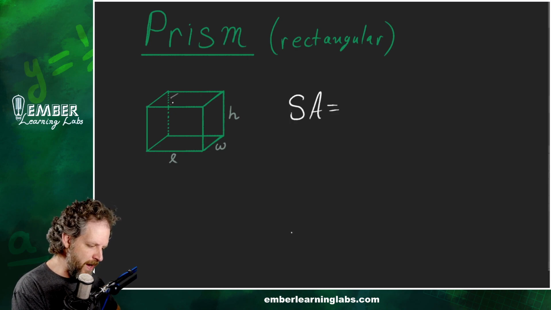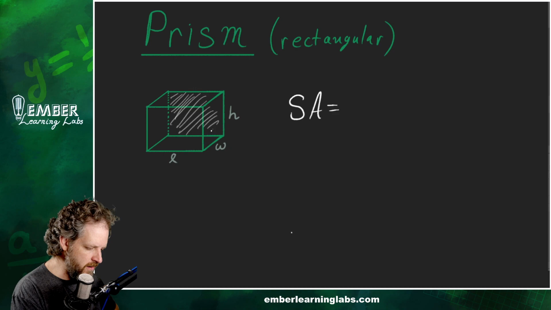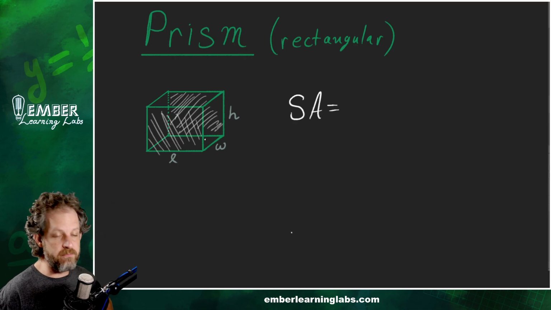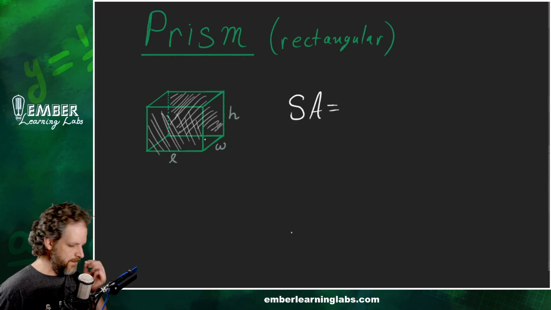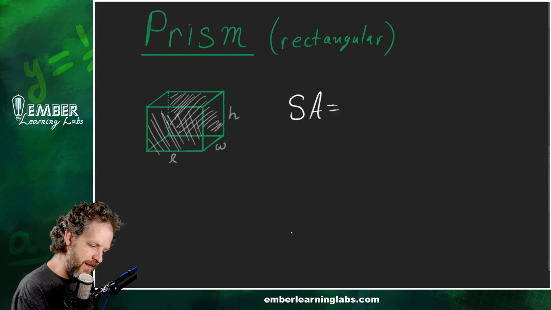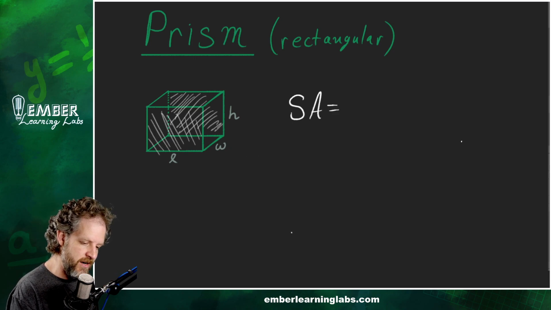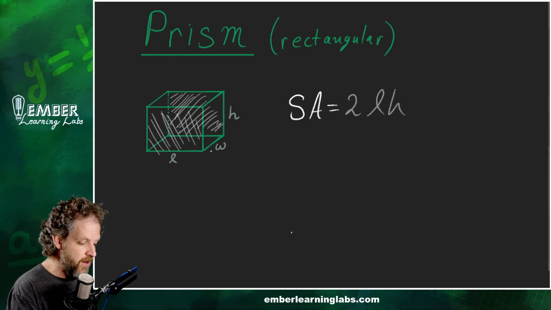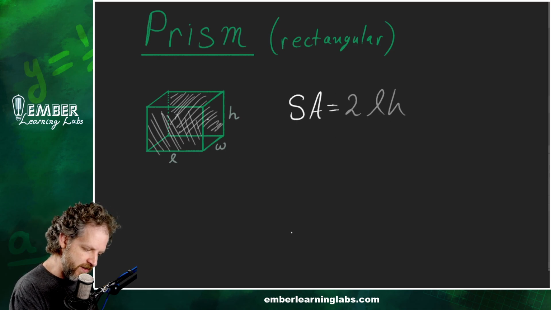So this back face back here, and this front face up here. To find those areas, those are both rectangles, right? So to find the area of a rectangle, you do length times width. Now, the length is the L here. Each one of these we're going to do 2. So 2 times the length times the height. Because this is length, so this is also height.